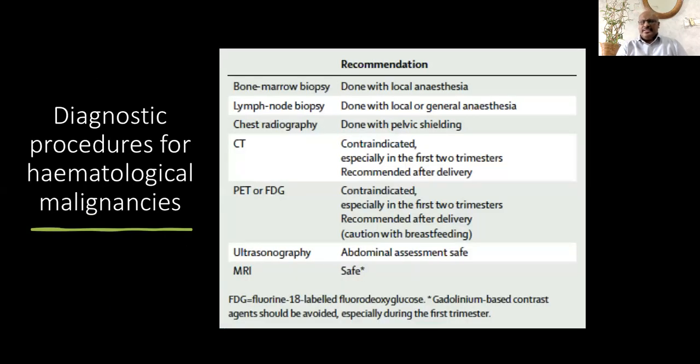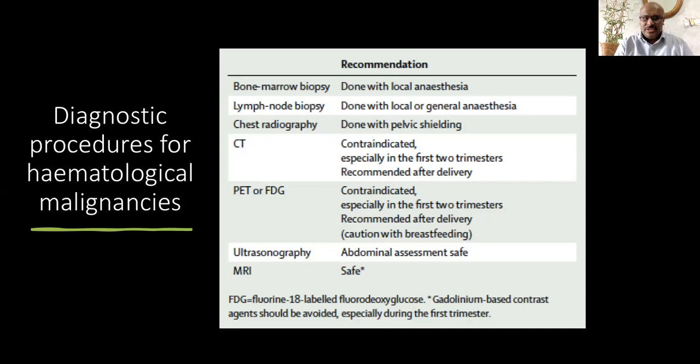Ladies and gentlemen, finally, I'm going to move on to the last part of the talk, hematological malignancies in pregnancy. Before I talk about hematological malignancies, let's talk about some diagnostic procedures which are safe in pregnancy. Yes, you can do a bone marrow. Yes, you can do a lymph node biopsy. Chest X-rays and high-resolution CT scans are not contraindicated in pregnancy.